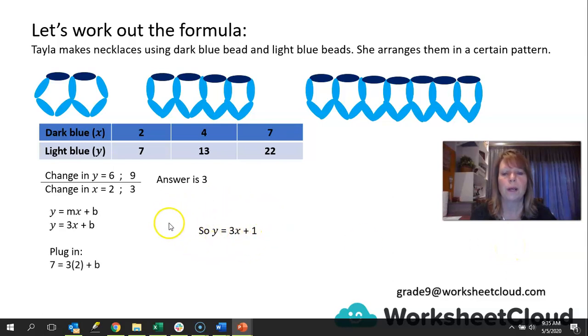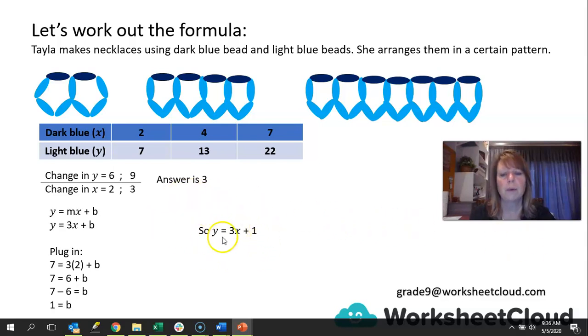Remember, that is our formula that we figured out. We now need to just prove it. So we're going to plug in 7 and 2. Remember, 7 is your y value, so 7 is equal to 3 times 2 plus b. We're going to end up with 7 is equal to 6 plus b. Take your 6 across to the other side of the equal sign. 7 minus 6 equals b, which means b is equal to 1.